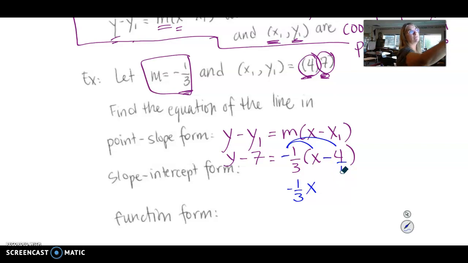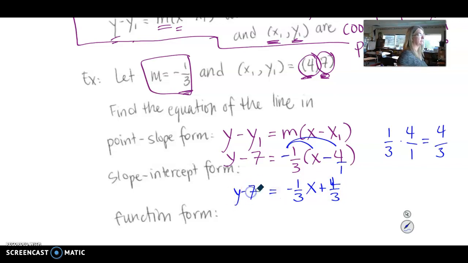1/3 times 4, if you do this off to the side, you multiply straight across. So 4 times 1 over 3 times 1. So it would be plus, because remember it's a negative times a negative, 4/3. So don't worry about fractions. Fractions are your friends. Over here we have y minus 7.